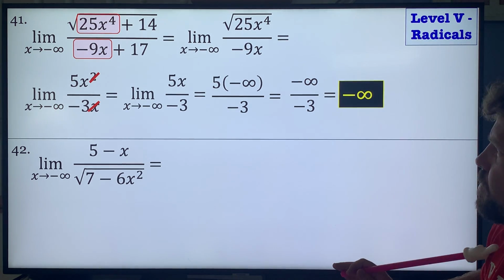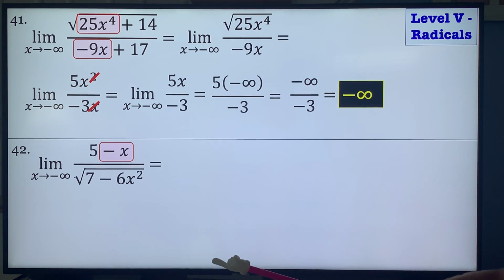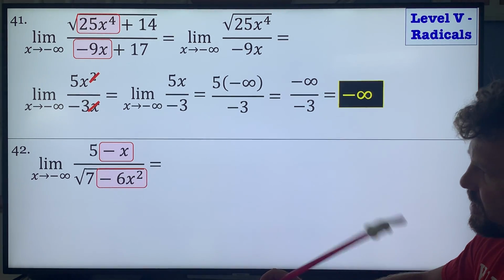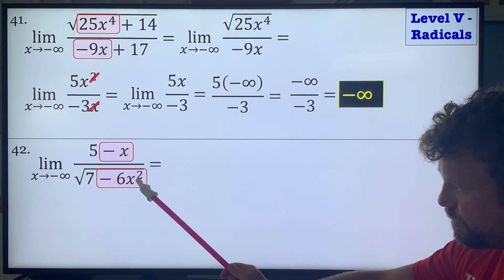Alright? Gotta fix 41. That's in my brain for 5 minutes from now. This one, negative x on top, negative 6x squared on bottom.